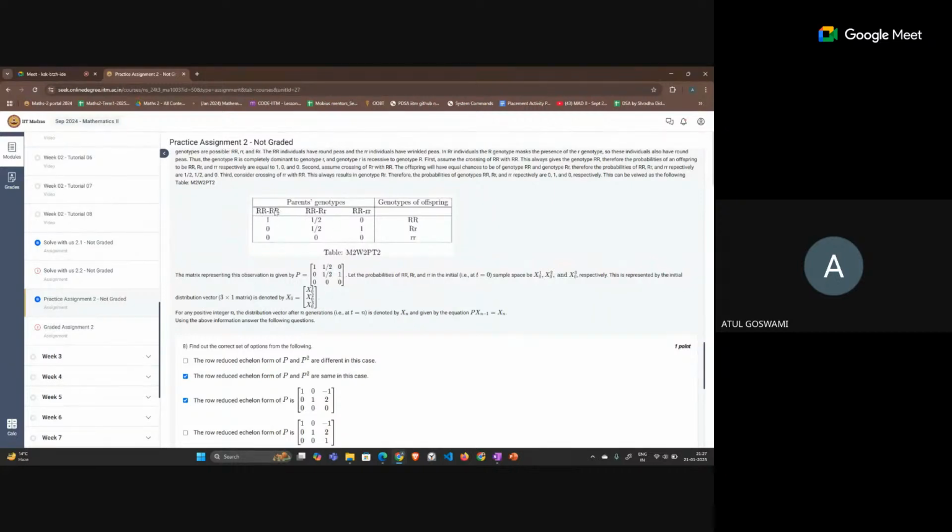So basically, this is some variable. Just don't read this, I mean, if you have time, please read it, otherwise no need, because everything is given here in this matrix. So these are three variables: capital R, small r, and the small r. And this is given here: 1 0 0, 1 by 2, 1 by 2 0, and 0 1 0. This is nothing but the coefficient matrix.